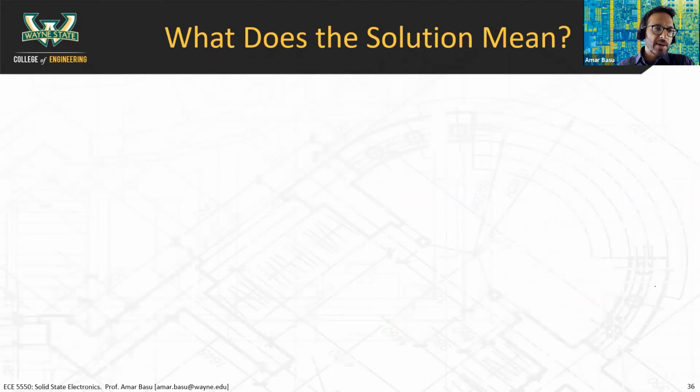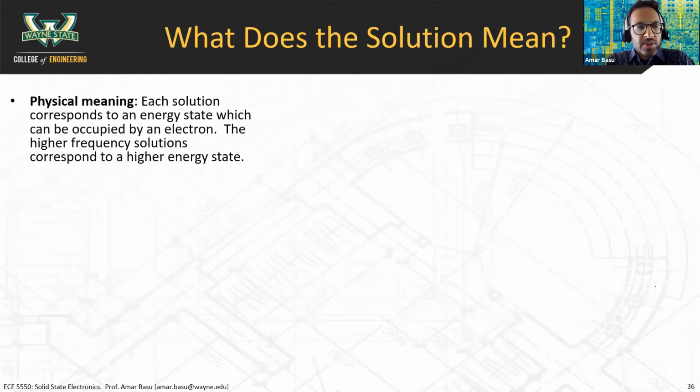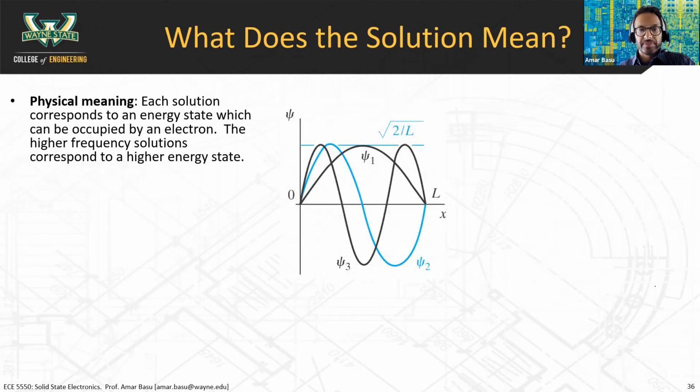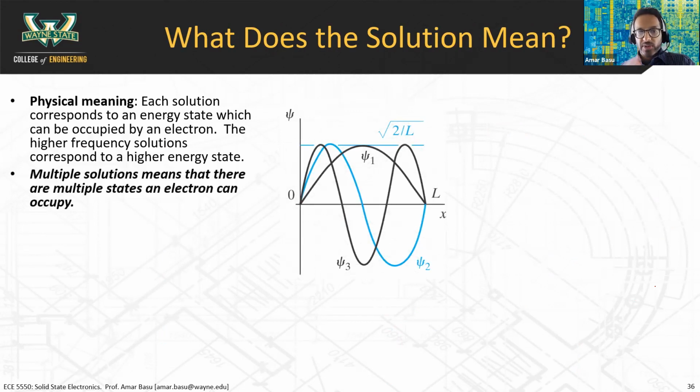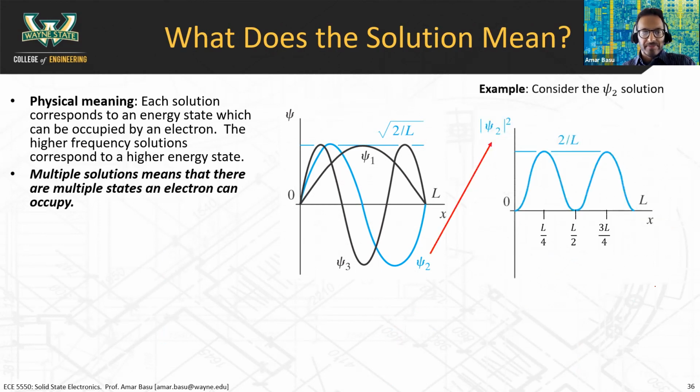Okay, so a recap of what the solution means. Each solution corresponds to an energy state which can be occupied by an electron. Higher frequency solutions, corresponding to higher n, correspond to a higher energy state. Multiple solutions means there are multiple states an electron can occupy. In this example, we're considering just one of those states. Let's say we consider the psi2 solution. Just ignore the psi1 and psi3 in this example.